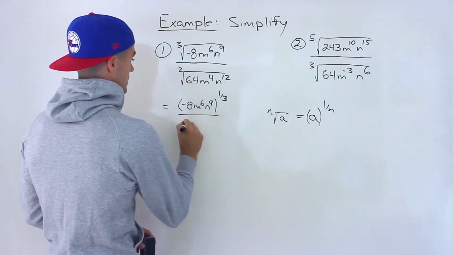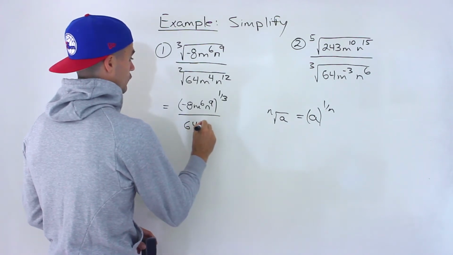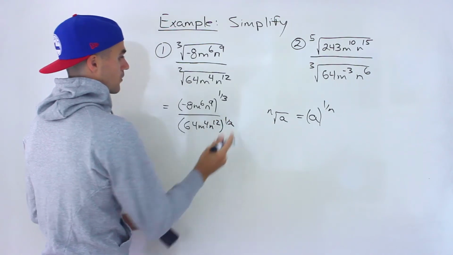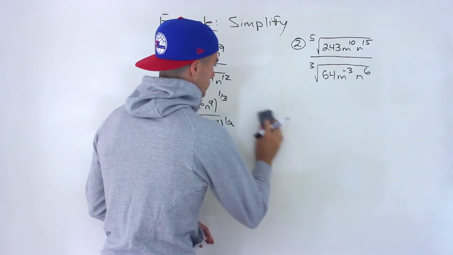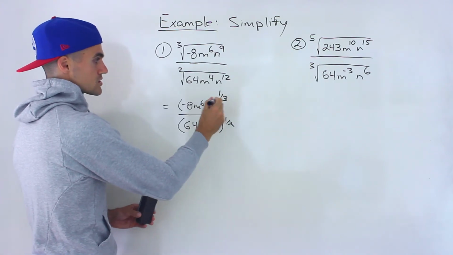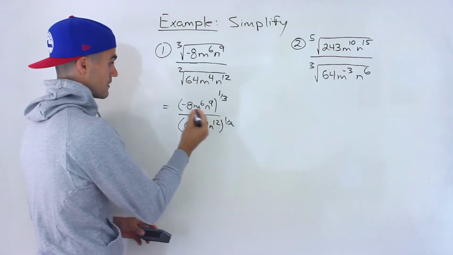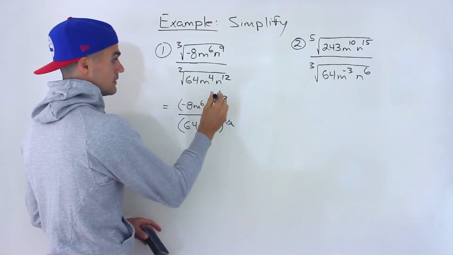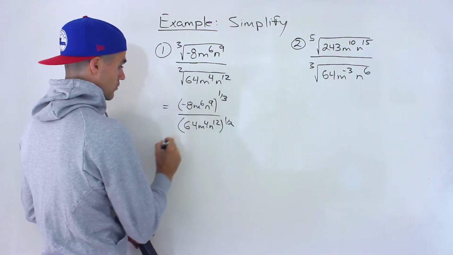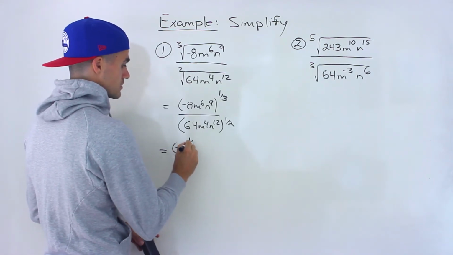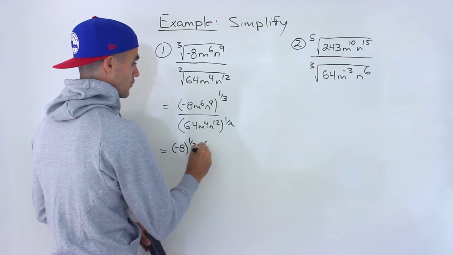So I'm going to take 64 m to the 4 n to the 12 and take that to the power of 1 over 2. The reason why I like to do that is because now I can use exponent rules to simplify this. So notice we're multiplying -8 m to the 6 n to the 9, and that's all to the power of 1 over 3. So what we can do is take each of those expressions to the power of 1 over 3.